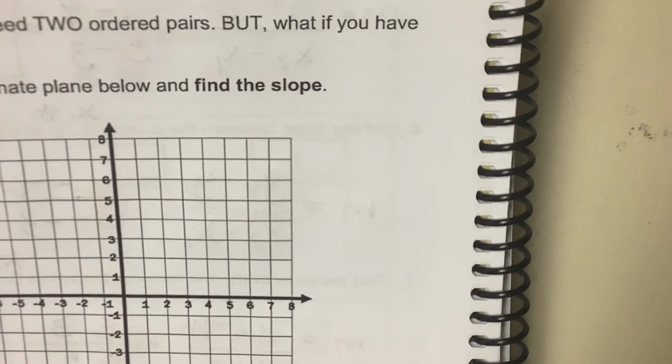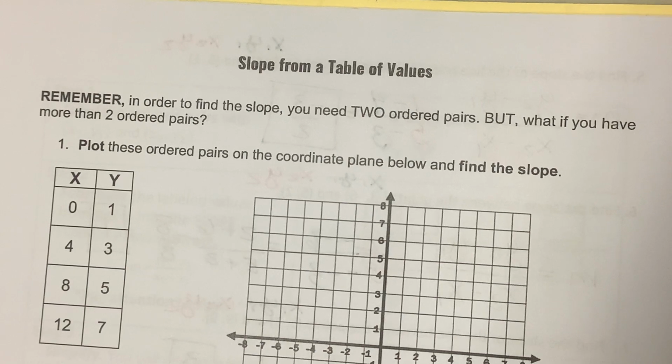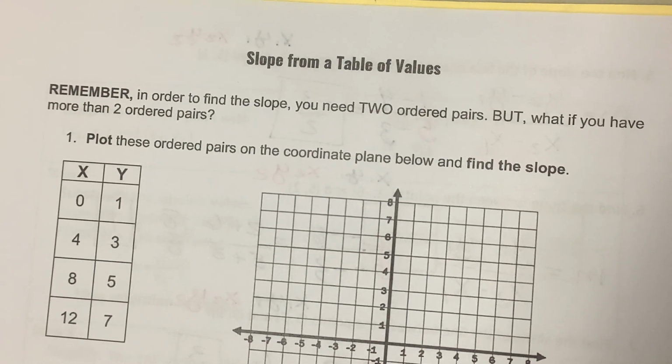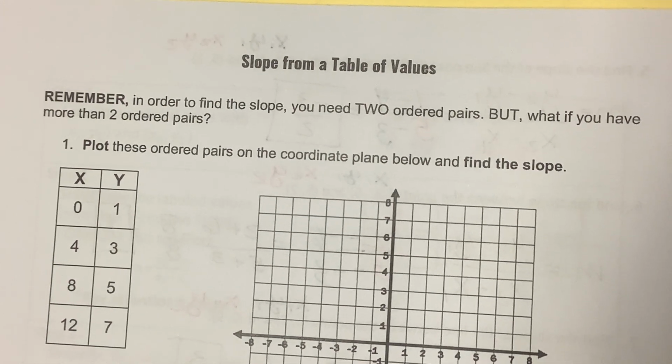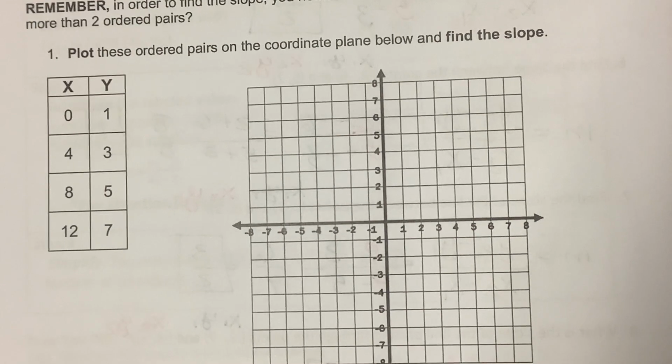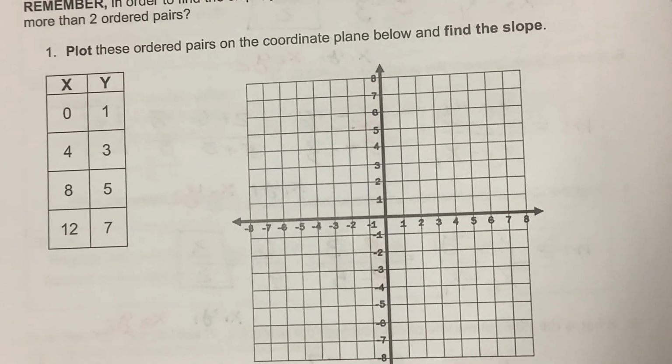Okay, let's take a look at some more stuff. Slope from a table of values. In ordered pairs, find the slope. You need 2 ordered pairs. But what if you have more than 2 ordered pairs? Plot these ordered pairs so that you can find the slope.